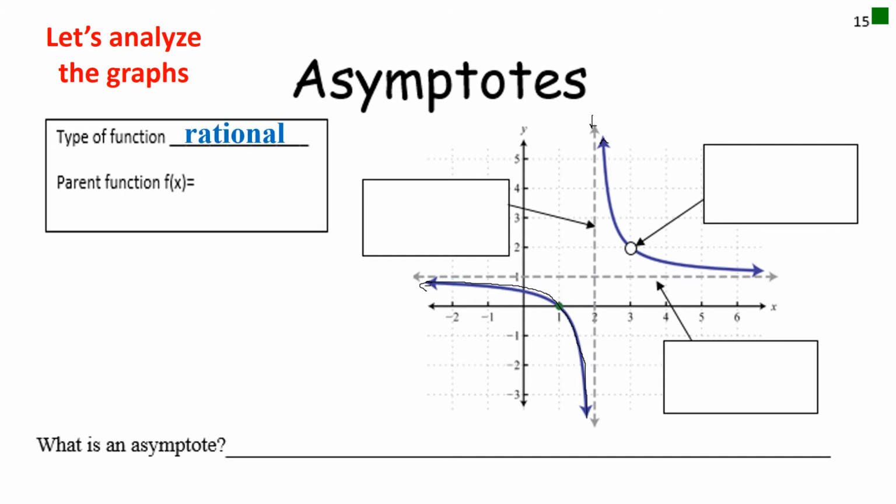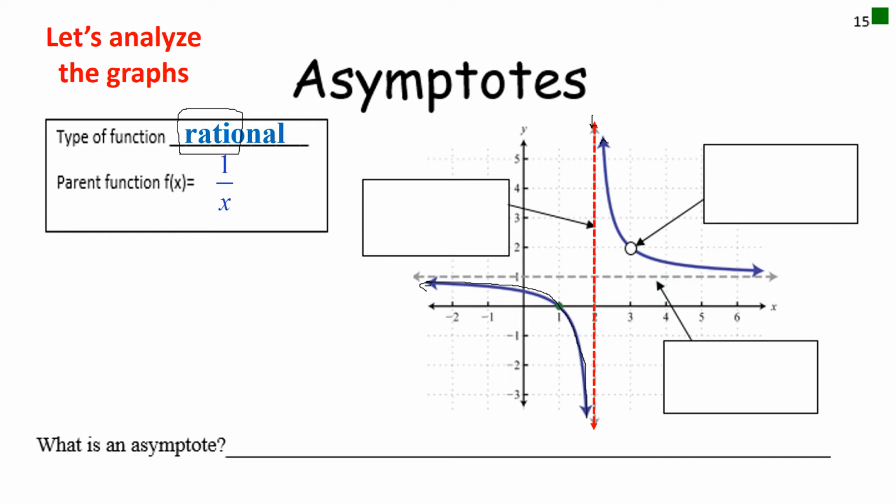These type of functions are called rational. Rational, you see the word ratio. So we're going to have a numerator and a denominator. The parent function is 1 over x. If you want to graph that, you'll see the parent function. Anything else would possibly be a shift. Shift to the right, shift to the left, shift up, or possibly shift down.